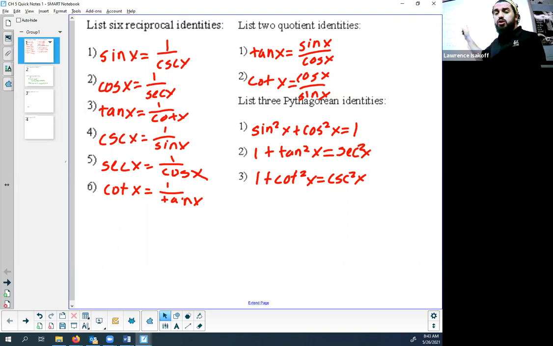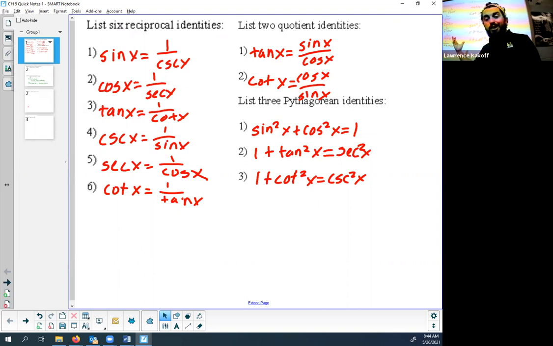Tangent and cotangent do have 2 special ways to write them. We call them our quotient identities. So tangent is equal to sine over cosine. And we'll see a good use of rewriting tangent as sine over cosine in just a little bit. And cotangent can be rewritten as cosine over sine.